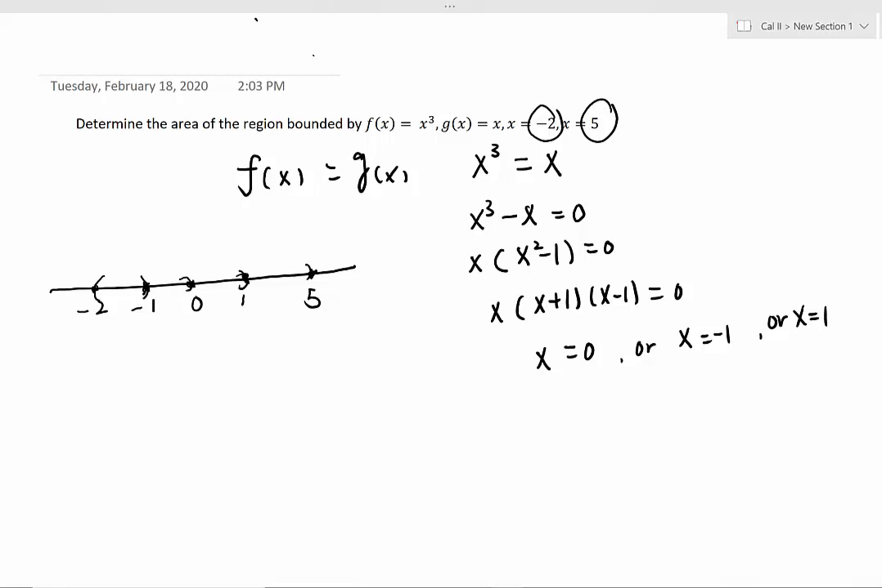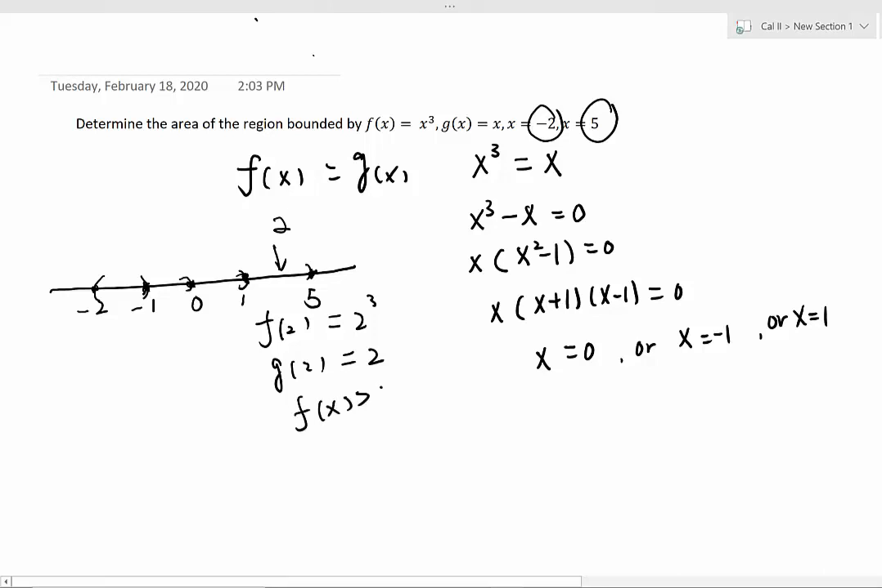Now let's look at it from 1 to 5 because it's positive, it might be easier to look at. So I'm going to test 2. Basically I'm trying to figure out f of 2 and g of 2. So f of 2 is 2 to the third and g of 2 is just 2. It's very clear that in this part f of x is bigger than g of x.